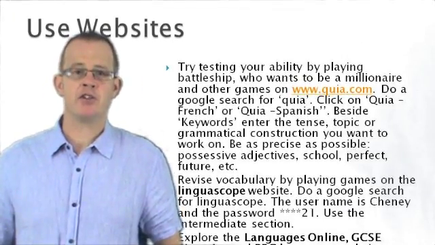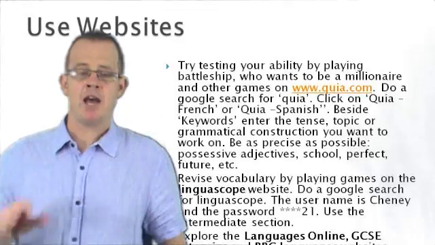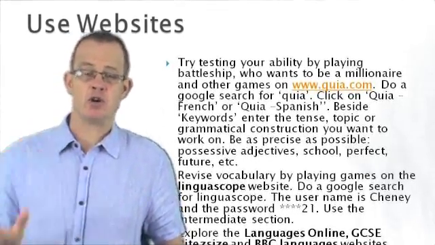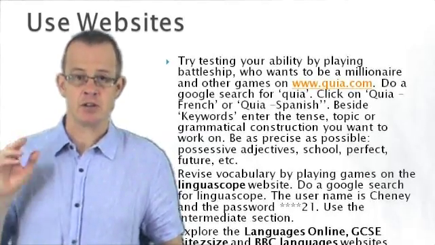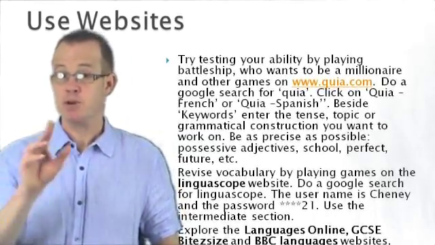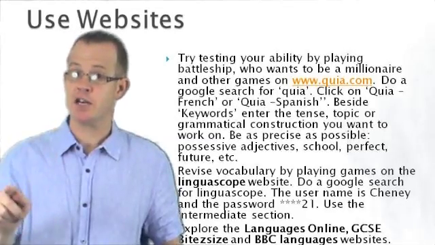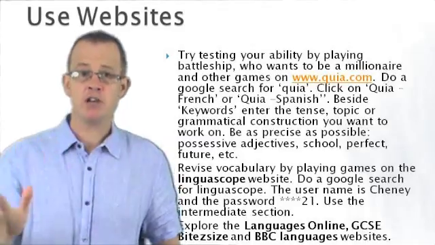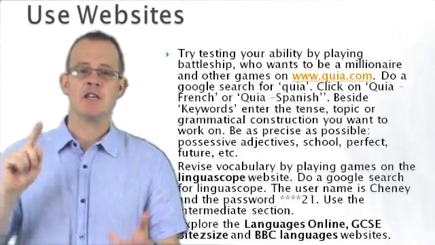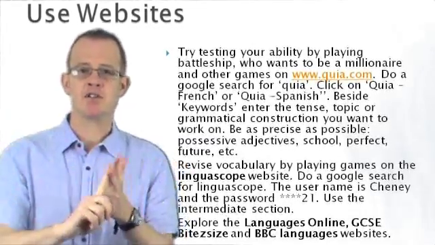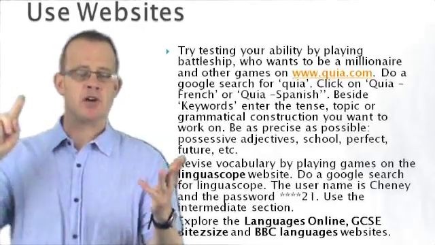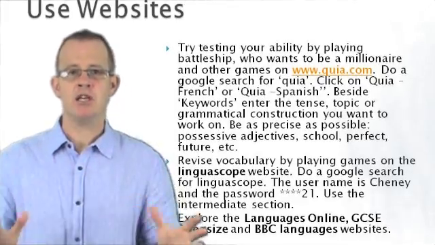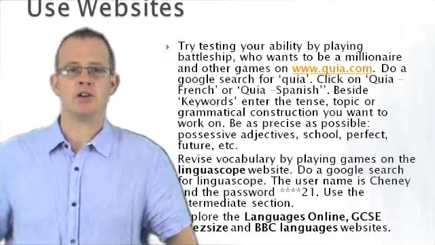Finally, don't forget all the great websites that are out there that can help you learn. At Cheney, we've got a subscription to Linguiscope, and you know that the username is Cheney, and you should all know the password, but it's changed recently. There's a 21 at the end of it now, so it's whatever it was, those 4 letters, and then 21. Really good for learning vocabulary. You've also got Kerboodle, you've got the BBC Languages website, you've got GCSE Bitesize, and you've got Languages Online. All of them really useful. Have a look at them.